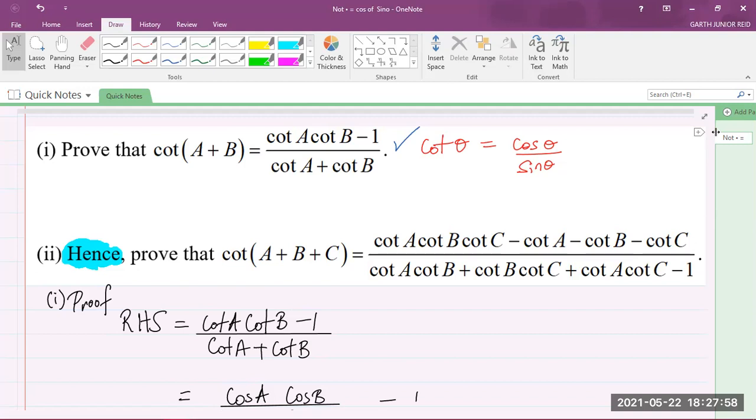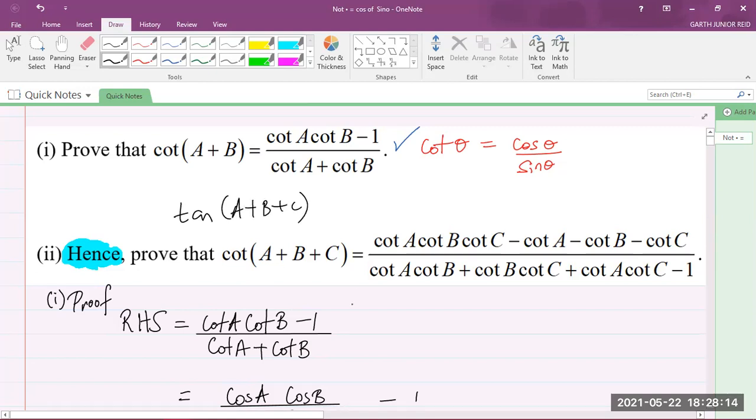I chose to do this question because I remember when students were doing the 2016 paper and CXC had the tangent of A plus B plus C, and that gave a lot of students a lot of difficulty. So I wanted to do a similar question to that and go through it.